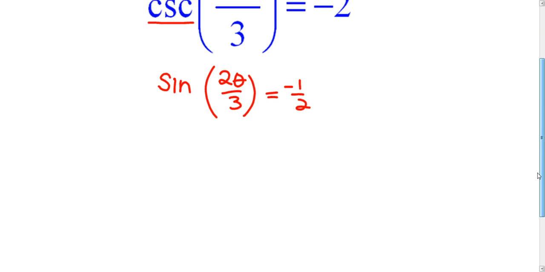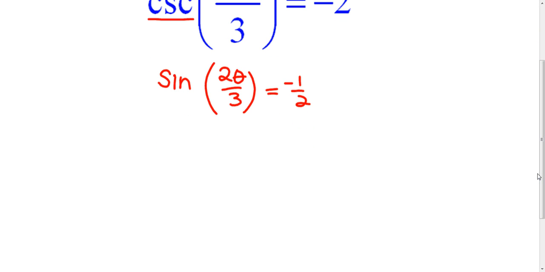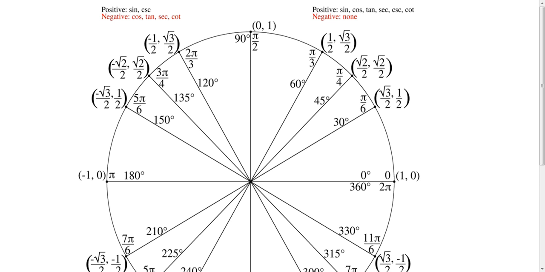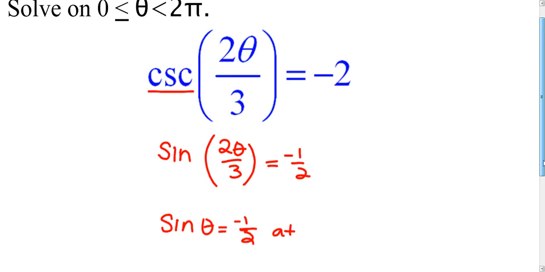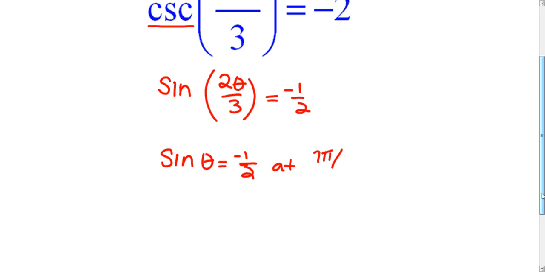Okay? So what I first of all want to do is figure out where sine at regular theta is -1/2. So I'm going to go over to my unit circle. Sine is negative 1/2. Over here, sine is your y value, so your y value is negative 1/2 down here at 7 pi over 6 and at 11 pi over 6. Sine is negative 1/2 at 7 pi over 6 and 11 pi over 6.